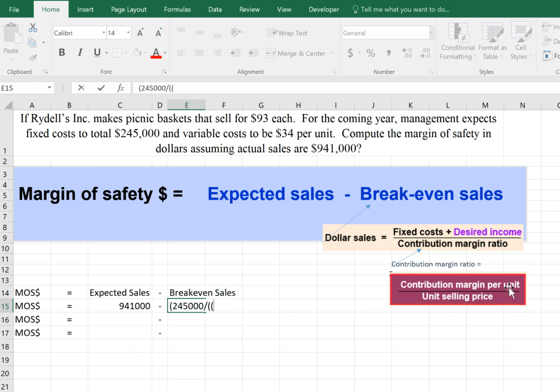Contribution margin, remember, contribution margin is your sales price per unit minus your variable cost per unit, and we are given both of those two items. So quite easily, the sales price per unit is $93. The variable cost per unit will be $34 per unit, and then we are going to divide that by the unit sales price, which is $93. I might have to add another parentheses there to go ahead and get that to calculate out.